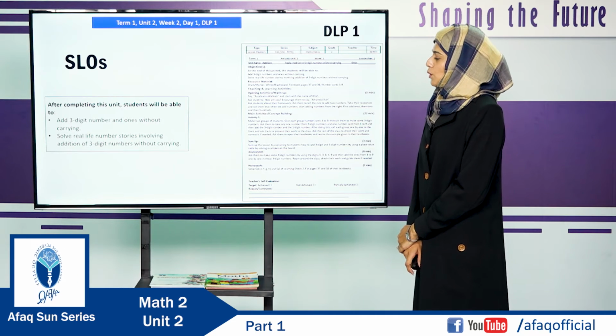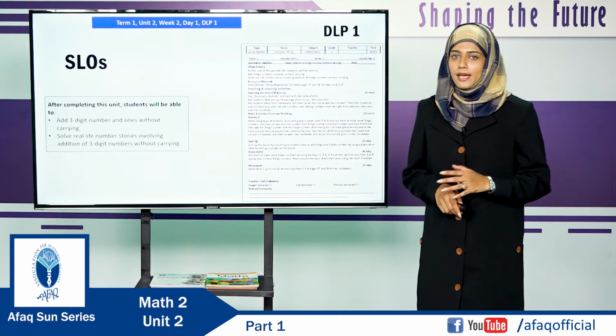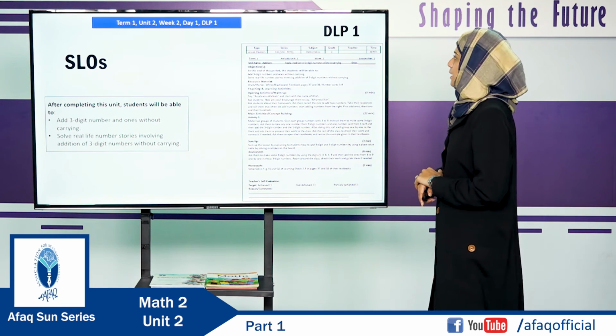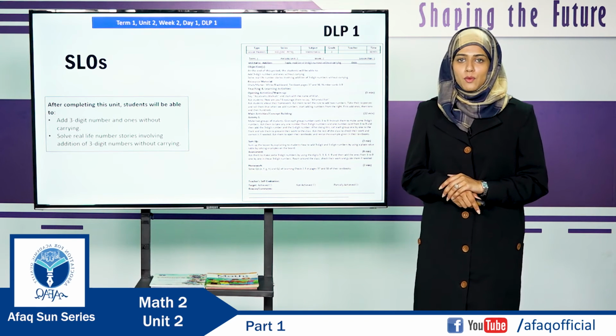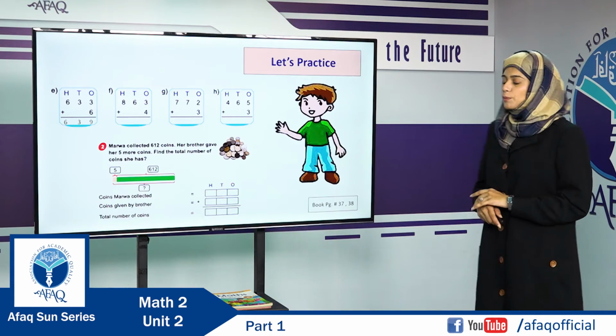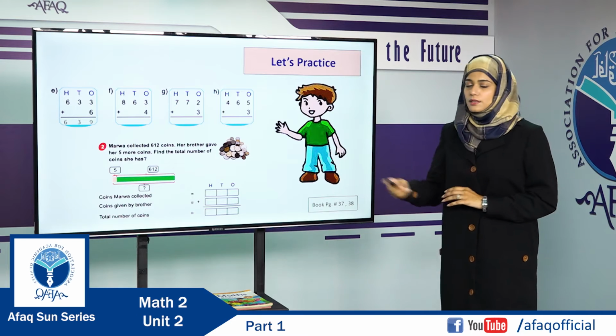In this SLO, we are going to add 3-digit number and ones without carrying. To cover this, the methodology has been provided in DLP 1, which falls in Term 1, Unit 2, Week 2 of Day 1. On page number 37 and 38, here are some questions.